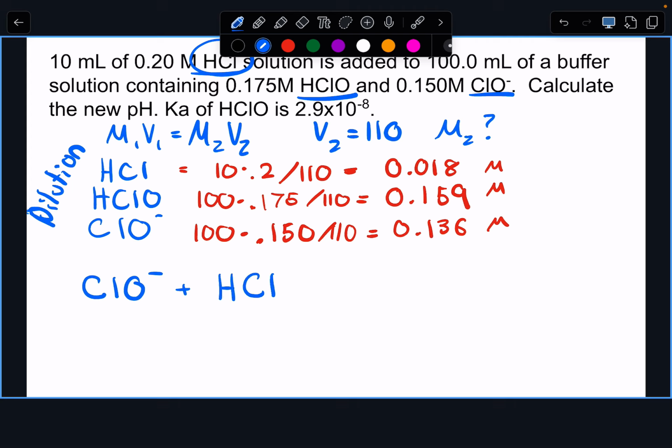I'll just leave it as HCl to keep it simple. Because in the end, all we really care about is how much of this I have and how much of that I have by the time I get to the end. So whether I write it as HCl or H plus is irrelevant. I don't even need to write the water if I use H3O plus. I don't need to write that on the other side.